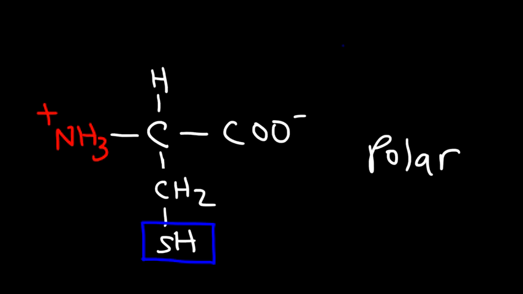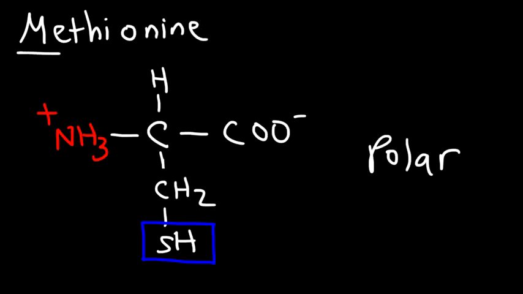Now let's move on to our next example, which is going to be methionine. Methionine is another sulfur-containing amino acid, abbreviated MET.